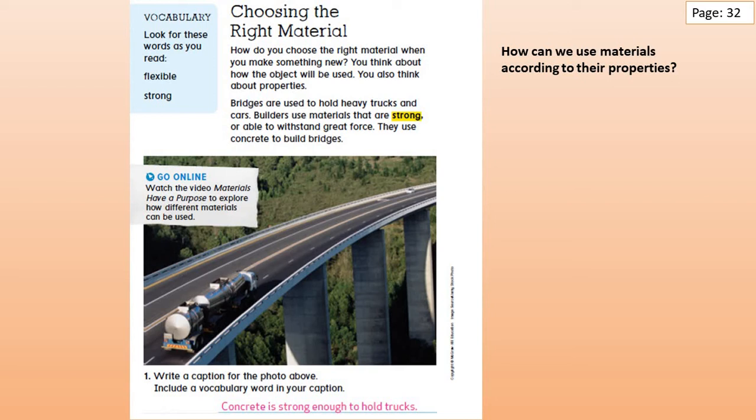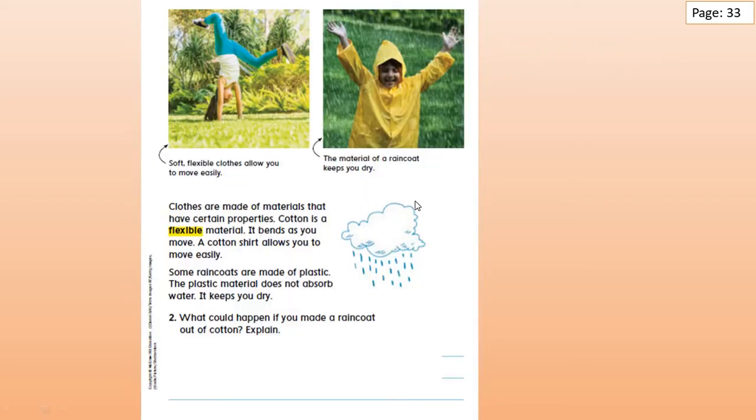Interesting. So, when we would like to make something new, we have to choose the right material. And we have to think about how this object will be used. And we have to think about the properties. What can we see here?